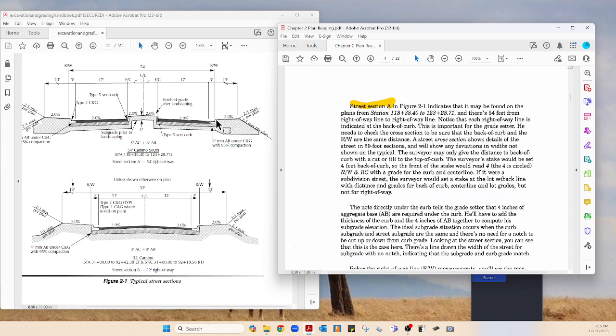Back of curb right here and the right-of-way to the center line are the same distance. So that it's this many feet here and it's this many feet here. From the back of curb, you would have to go 32.7. From the back of curb here, 21.27. So it's 54. So it's good there.